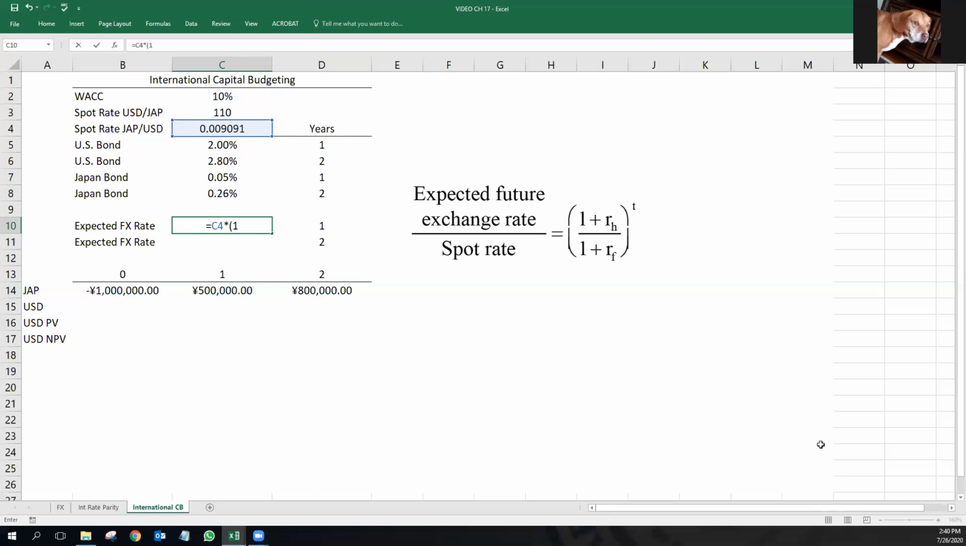We have done this in a previous exercise already. So we take 1 plus the home rate. Now we're doing the first year. This is year 1, so I'm going to take the rate for year 1.